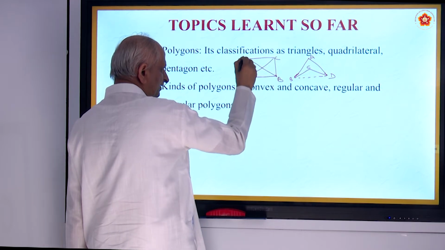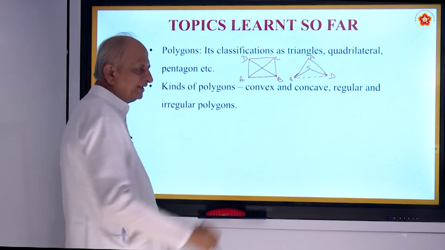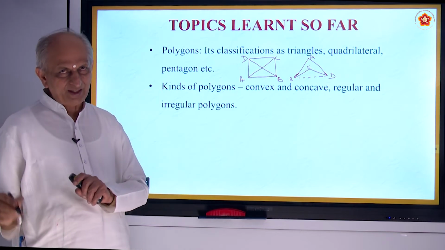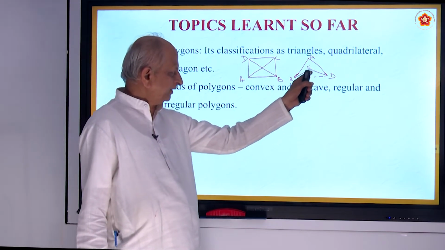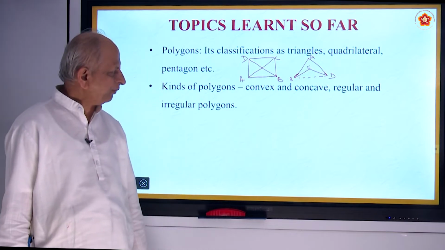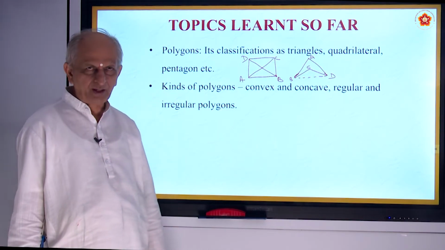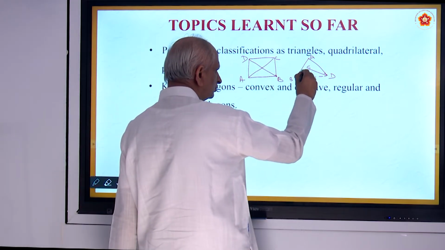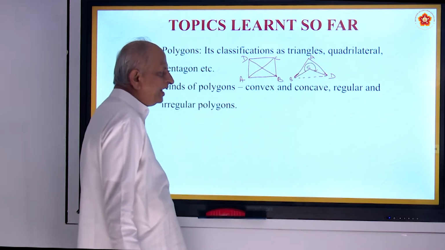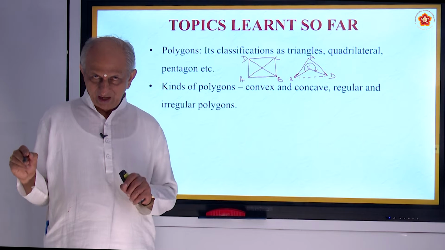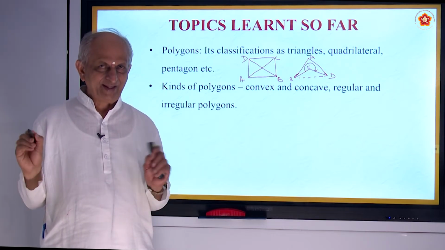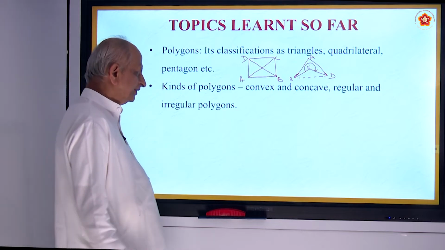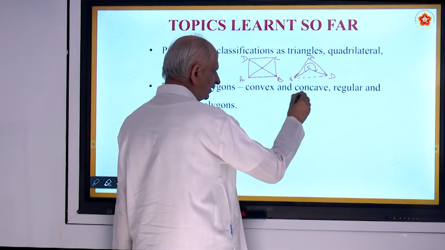This is called a convex polygon because both the diagonals AC and BD are inside the quadrilateral. In the concave polygon, we have one of the diagonals outside the polygon and there is a reflex angle also. What is a reflex angle? It is an angle more than 180 and less than 360. Correct? That is called a concave polygon.